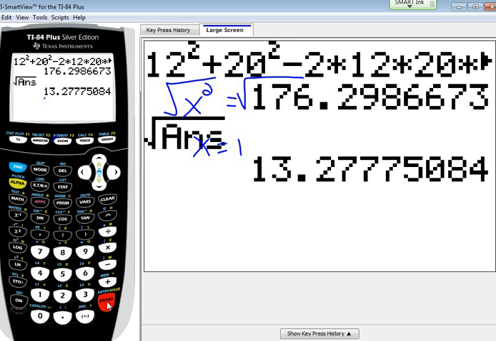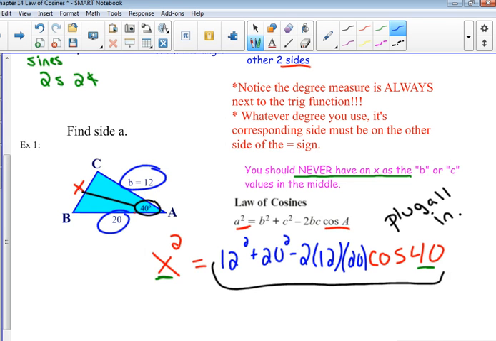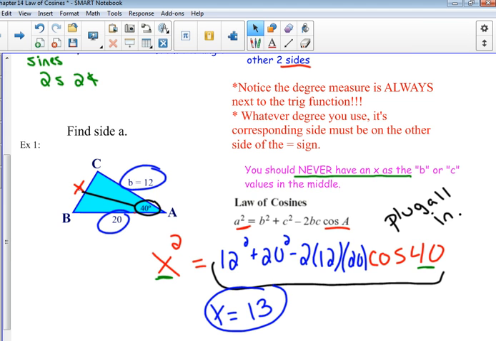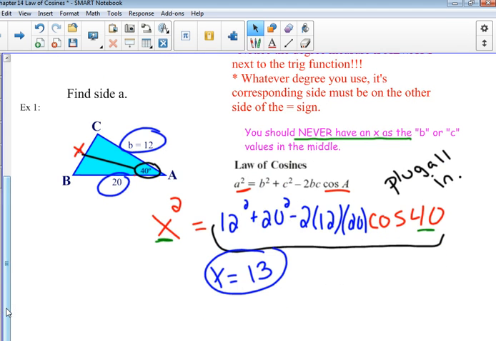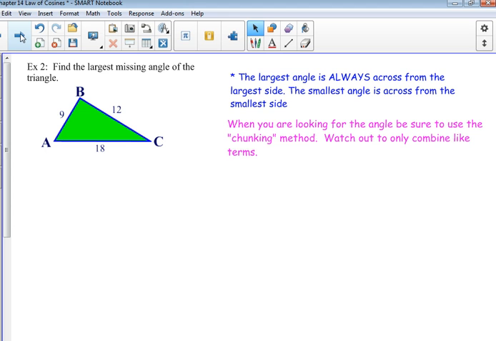Yep, so 13. There we go. Yep. Equals 13. Bang, bang. All right, let's try another one.